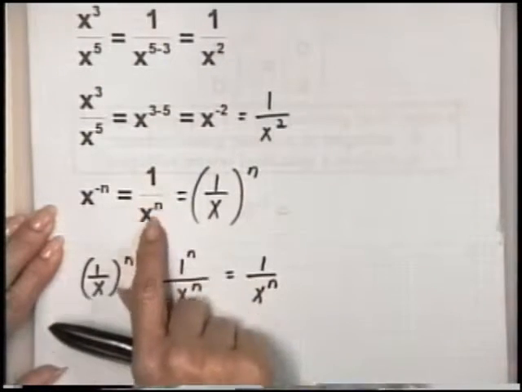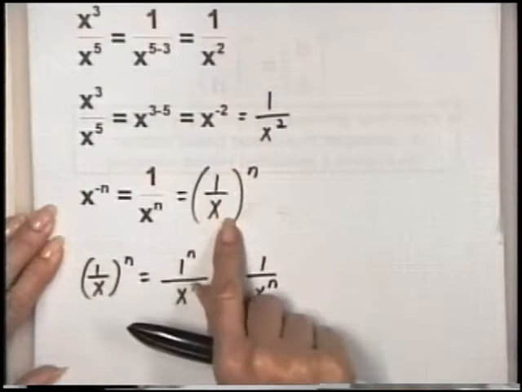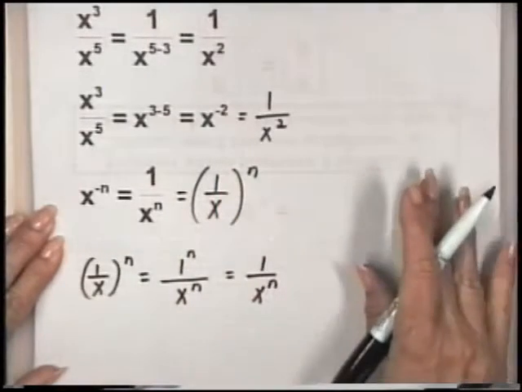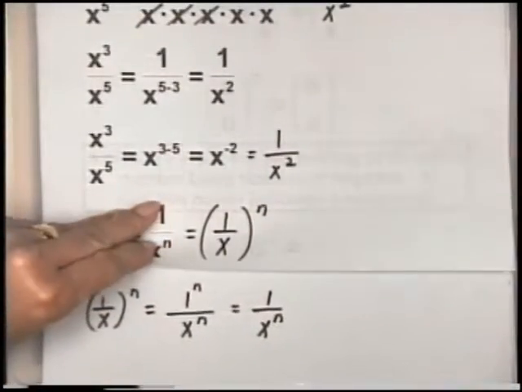Usually when I am working with variables, I use this first rule, but when I'm working with numbers, very often I would prefer to use the reciprocal rule. So let's restate these rules.